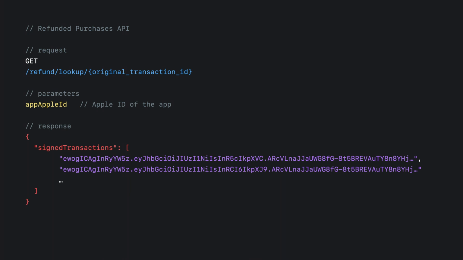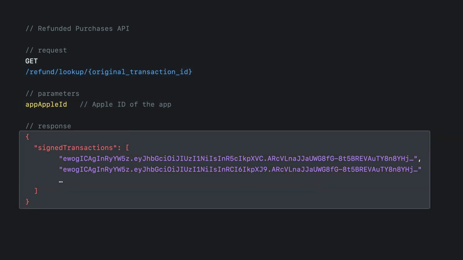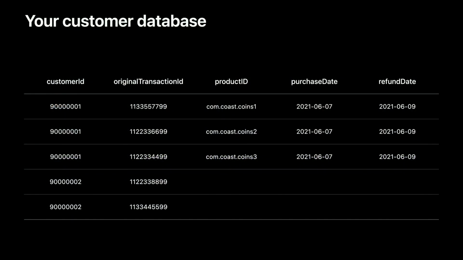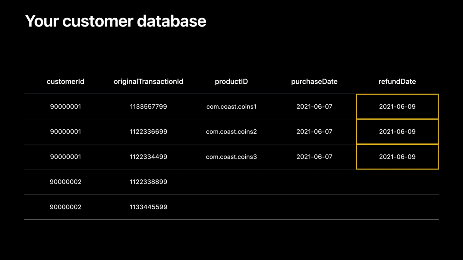To implement this API on your server, you create the request with the original transaction ID in the URL and the Apple ID for the app in the request parameters. The response contains a list of refunded transactions signed in a JWS format. You can get all the information needed about the purchases by decoding the payload for each transaction. So going back to the sample customer account database, you can now use the information returned by this API to update the refunded transactions for this customer using the original transaction ID.